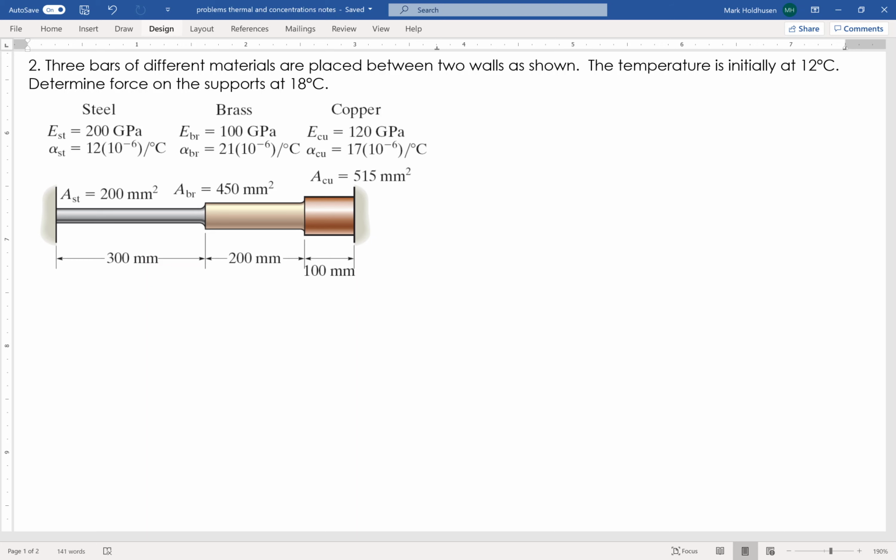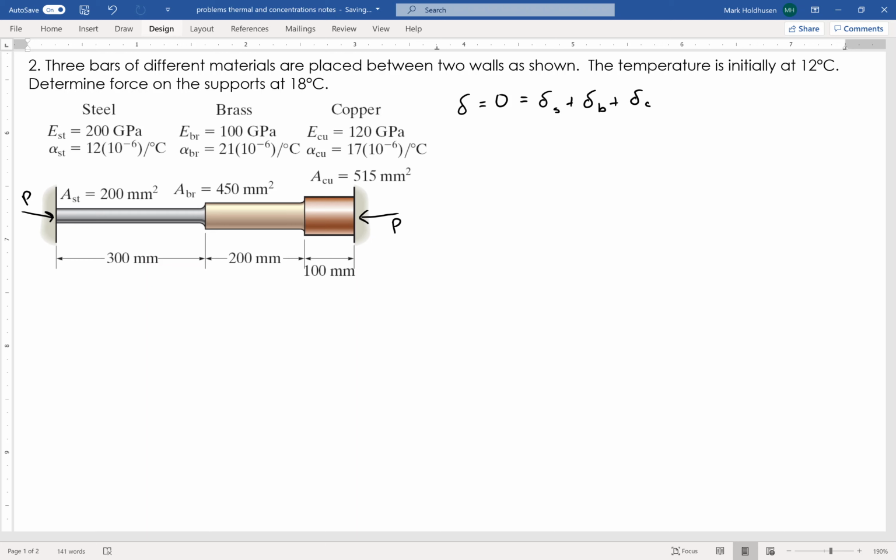The problem is as they try to expand, it's going to push against the wall, and the wall is going to push back on it, and it's going to create a compressive force through those rods. But because those rods are completely rigid, I know that the total delta has to be 0. So basically, the delta of the steel plus the delta of the brass plus the delta of the copper have to add up to 0.